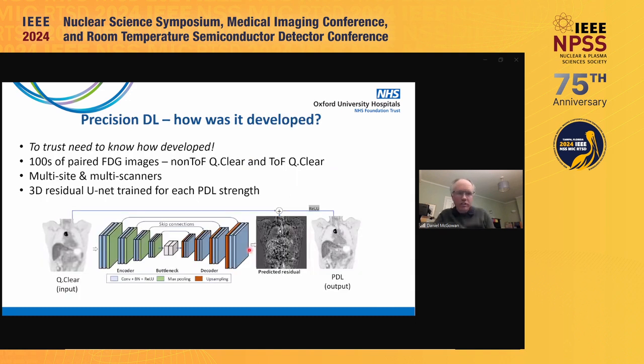So I think in order to trust and use any of these algorithms, you need to know how they're developed. This one was developed with hundreds of paired FDG images. On the same scanner, they're reconstructed twice, once with a non-time of flight MAP, and then again with time of flight MAP. So the UNet could then learn the difference between non-time of flight and time of flight. And it was repeated for each different PDL strength, and it was done on a multi-site and multi-scanner approach.